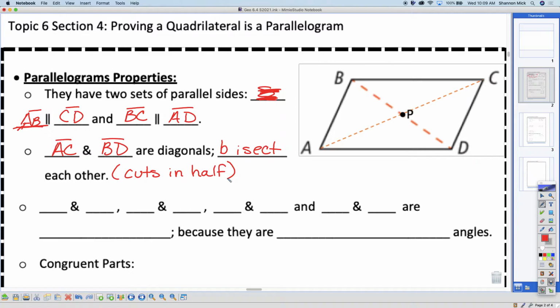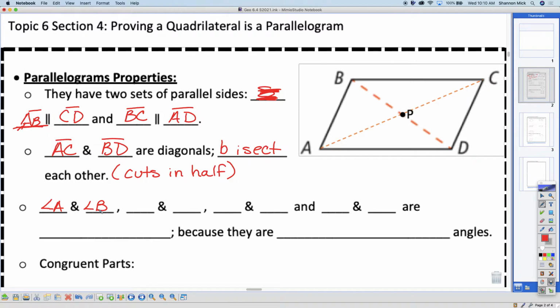Okay. See, you had some of this stuff in there, didn't you? Now it says blank and blank, blank and blank, are blank because they are blank. I'm going to say angle A and angle B. What's the relationship between angle A and B? They equal 180. Yes. But they're same side interior, remember? Because I can draw these out and they're transversals, right?